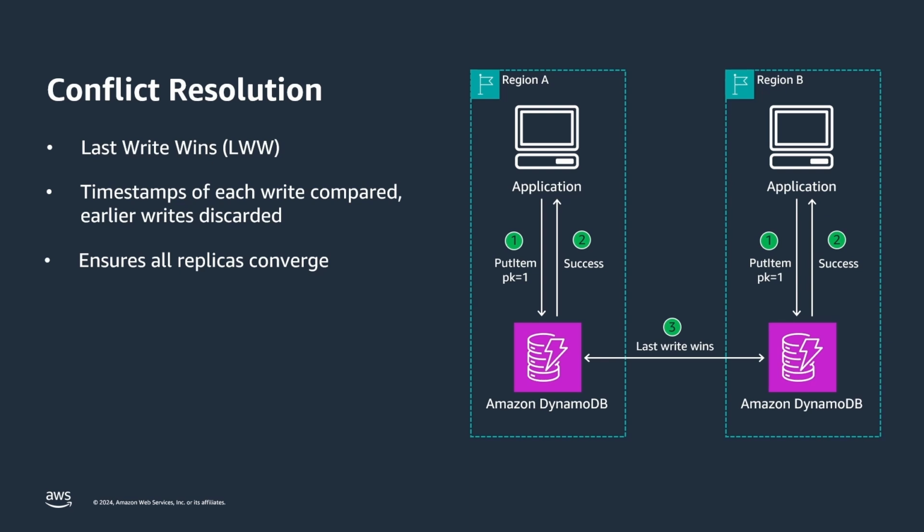And the inverse of that is going to occur for region A's table, where it receives the replication request from region B. It will compare the timestamps with its own version of the item and only write if the replication record is more recent. This does inherently mean that the older data can potentially be discarded and never written to the replica tables. It does, however, ensure that all tables will eventually converge into the same state, which is the objective of global tables.